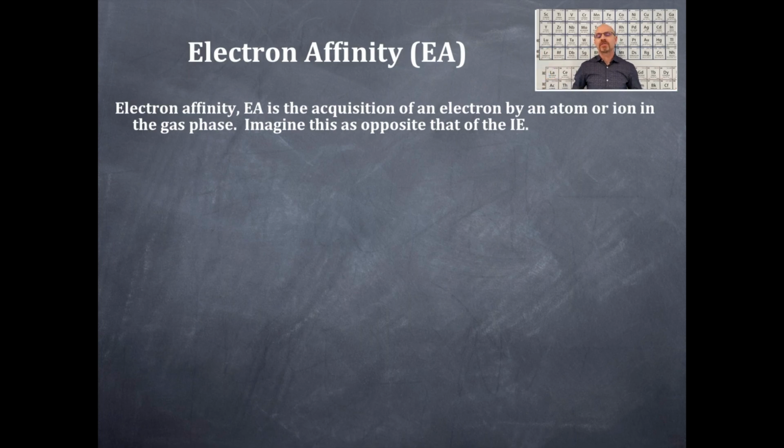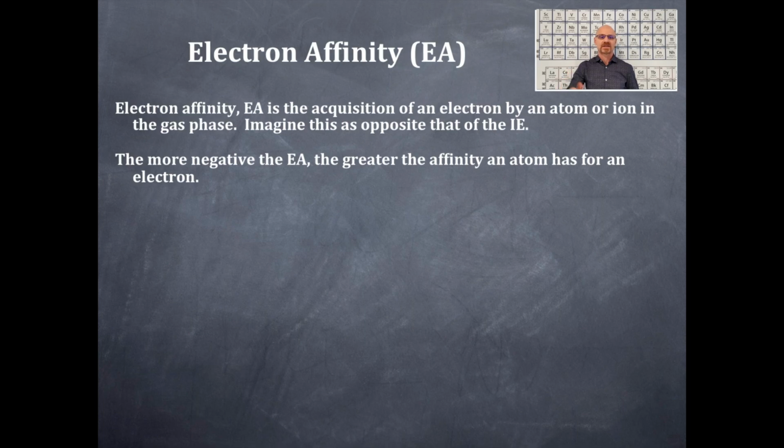So electron affinity, EA, is the acquisition of an electron by an atom or ion in the gas phase. So you're going to imagine that this is exactly opposite that of the ionization energy, which is a removal of an electron in the gaseous state. The more negative the electron affinity, the greater the affinity an atom has for an electron. So the greater the negative value, they like electrons more.